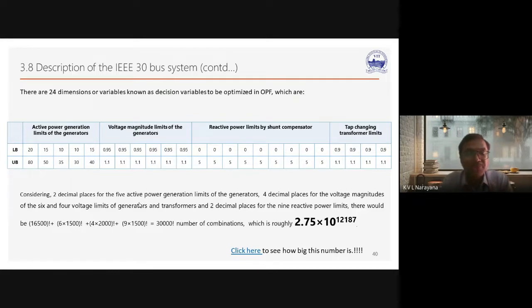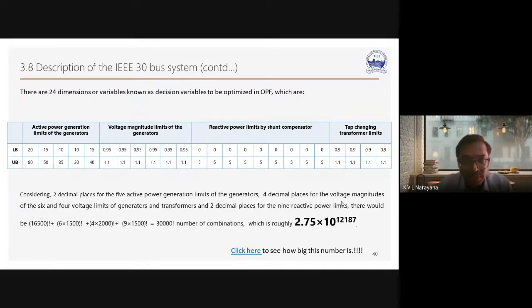So the objective here is to find the 24 optimum values between these limits. If you see here, 2.75 into 10 power 12,187 combinations would be present between these limits. You can see how big this number is. So we have to find out the optimum 24 values between these limits.